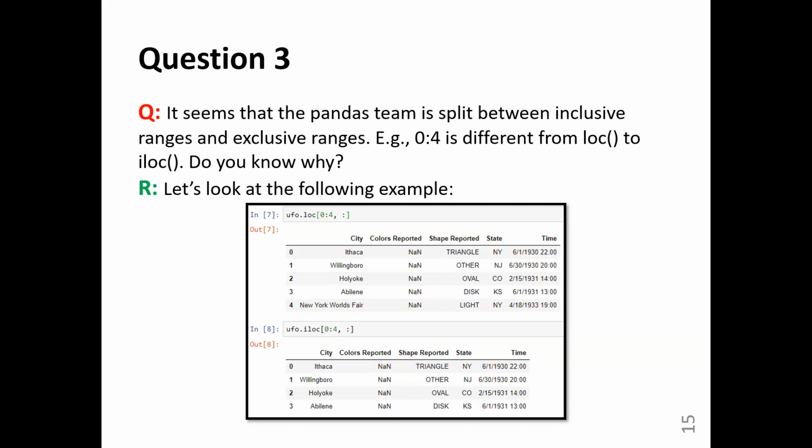Is this a Google search or ChatGPT search? Ask ChatGPT. Is it because the loc function selects the rows based on the label, and iloc goes through the integer position of the rows, which starts with 0? Thank you.